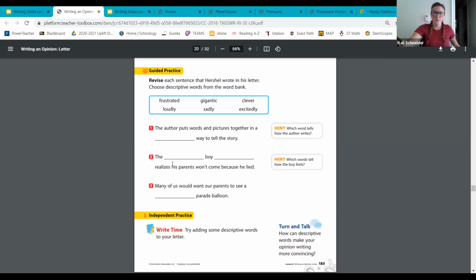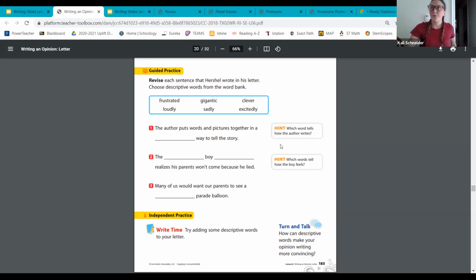Number 1 says, the author puts words and pictures together in a blank way to tell the story. Well, I wouldn't say frustrated. He's not really loud. Gigantic doesn't really describe the words. Sadly would not be a good one. Excitedly, not really, but cleverly. The author puts words and pictures together in a clever way to tell the story.